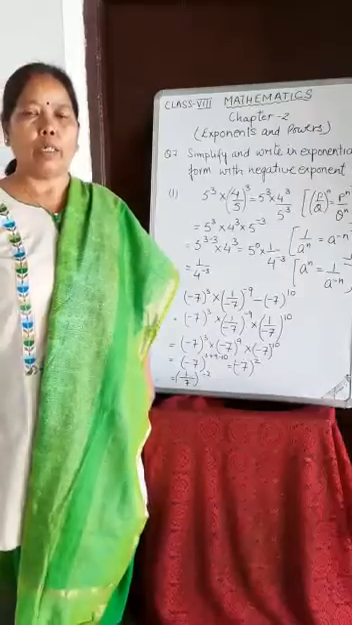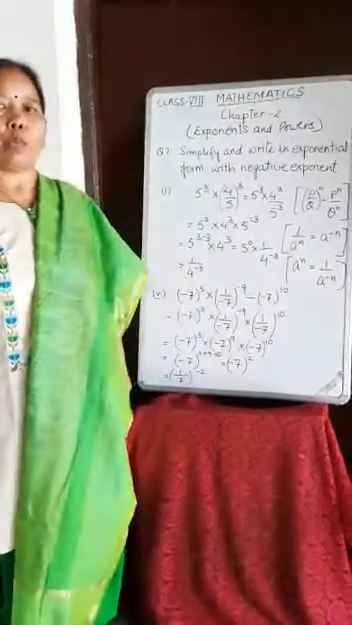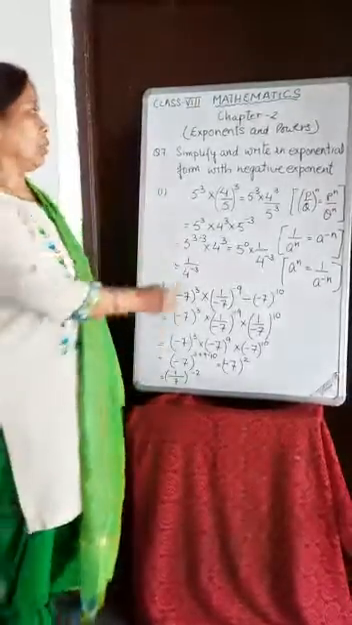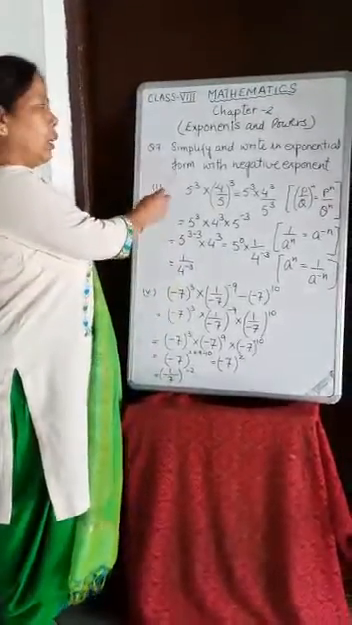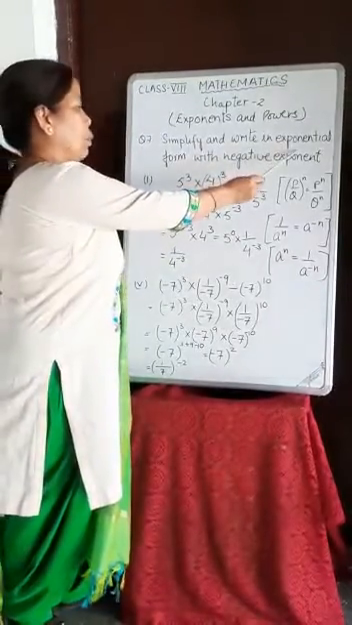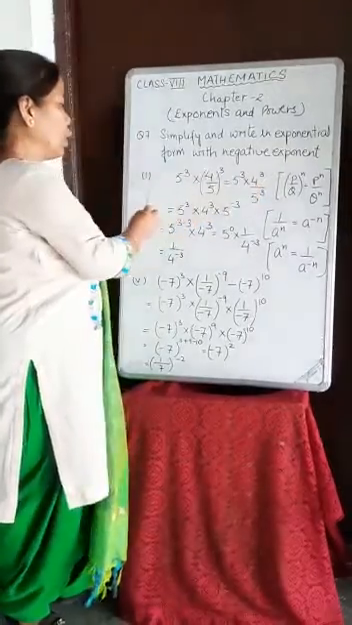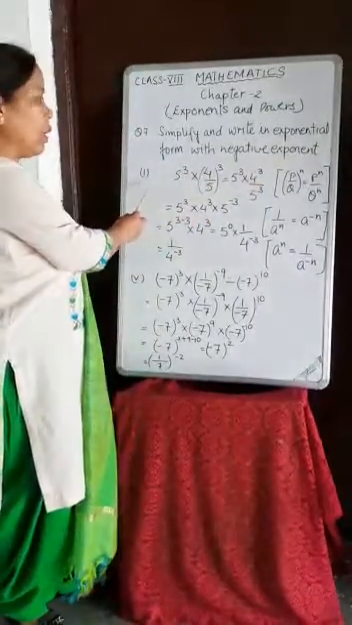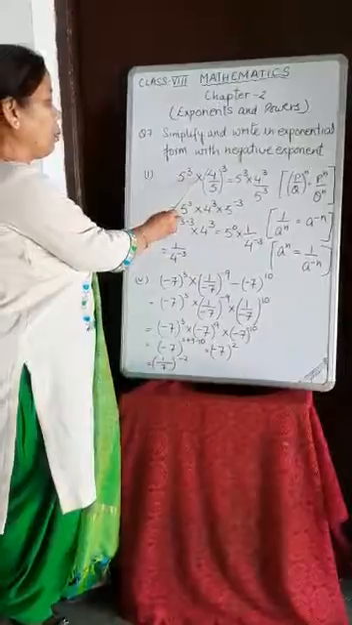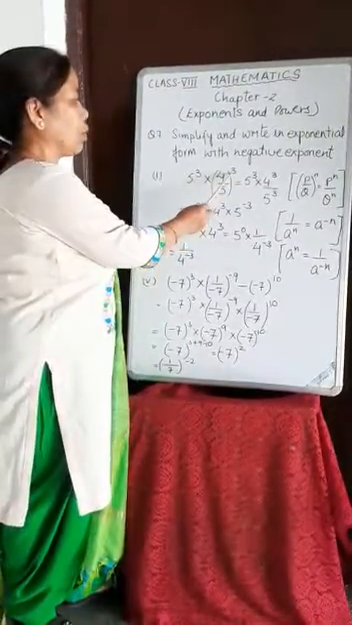Hello class 8. Today I am continuing chapter 2, which is exponents and powers. Now see question number 7 in your book. It says simplify and write in exponential form with negative exponent. This is the first part of question number 7: 5 raised to the power 3 multiplied by (4 upon 5) whole raised to the power 3.